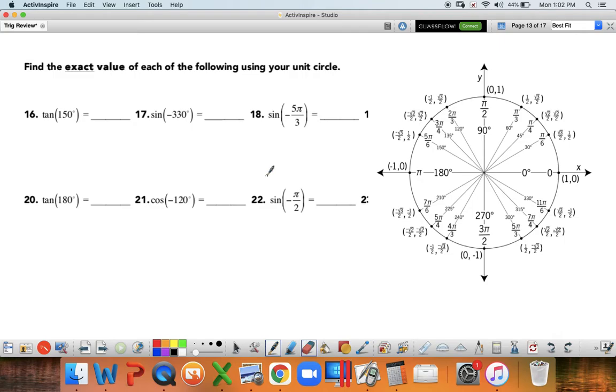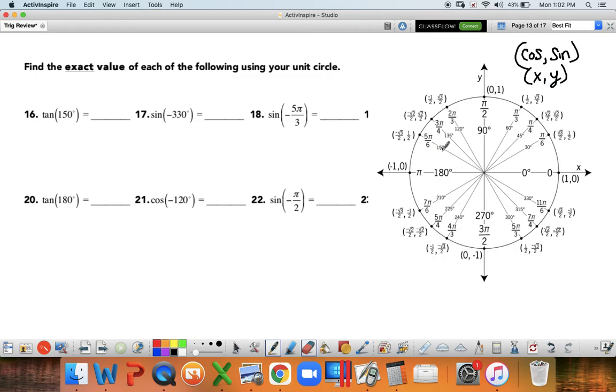So the tangent of 150 degrees. Let's remember our unit circle here. We've got our angles in both degrees and radians, and then we have these coordinate points. The coordinate points represent cosine, sine. Just like x and y, right? X and y are in alphabetical order. Cosine and sine are also in alphabetical order.